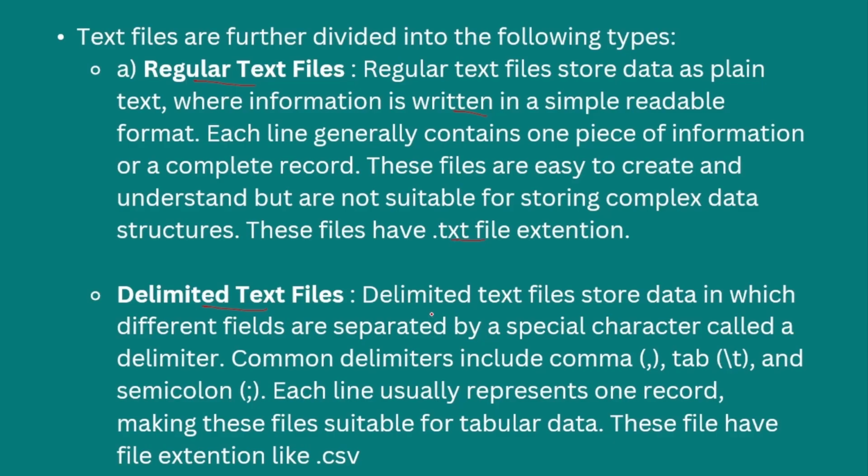Then we have delimited text files. Delimited text files store data in which different fields are separated by special characters called delimiters. We just saw a comma separated value file, the CSV file, where the delimiter is a comma. It could be a tab, semicolon, anything. So here the data which is stored is separated into different fields. Each line usually represents one record, making these files suitable for tabular data. We just saw the CSV file, and we know how the data is presented in columns in tabular format in a CSV file. These files have the file extension .csv.